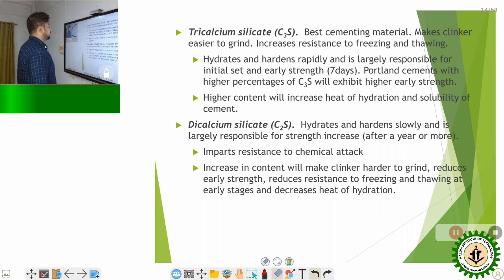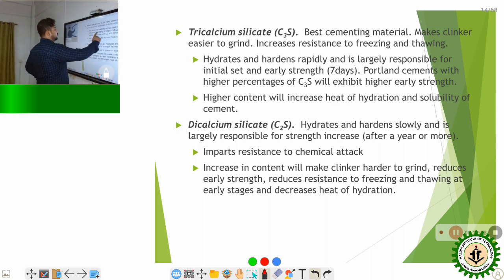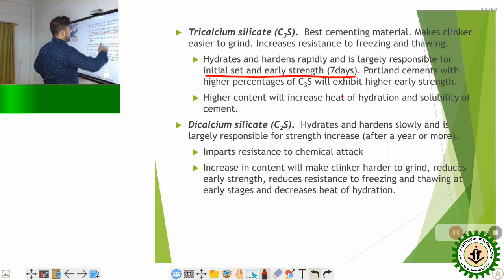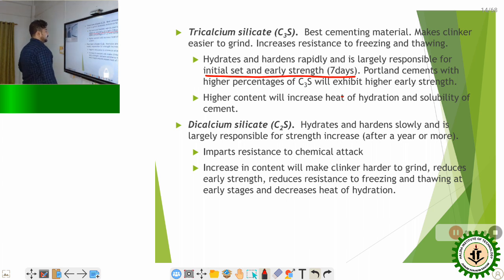Portland cement with a higher percentage of C3S will exhibit higher early strength, in the initial setting time and early strength at 7 days. Higher content will increase the heat of hydration and solubility of cement.